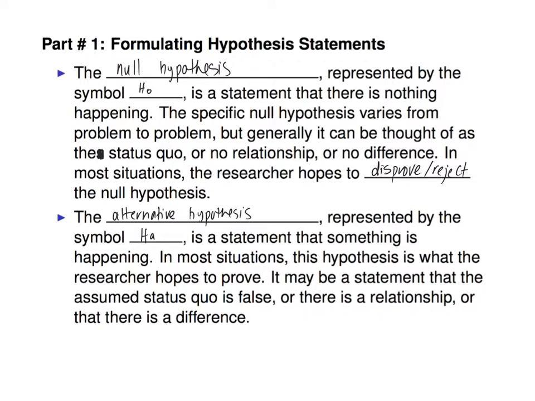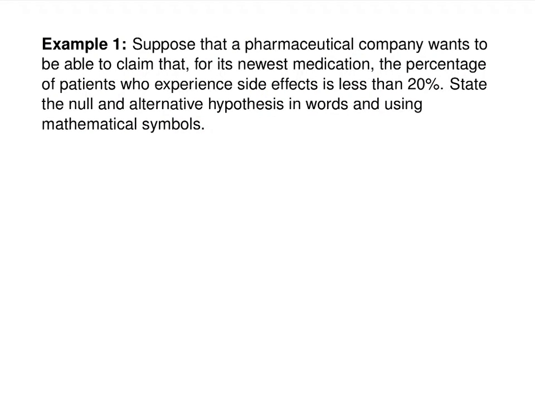So I want to make sure that you can do both. Okay, so first thing, suppose that a pharmaceutical company wants to be able to claim that for its newest medication, the percentage of patients who experience side effects is less than 20%. So the thing that they want to prove, that's your HA. State null and alternative hypotheses in words using mathematical symbols. Okay, so H0, HA. So HA is what they want to prove, and what do they want to prove? That the newest medication has less than 20% side effects?